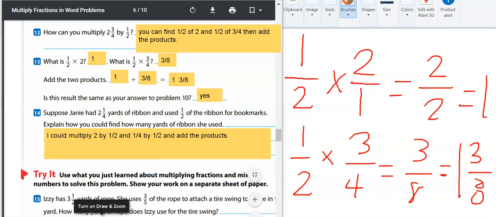Now let's move on. So now you're going to use what you just learned about multiplying fractions and mixed numbers to solve this problem below. Show your work on a separate sheet of paper or on the back of this sheet. It says, Izzy has 3.5 yards of rope. She uses 3/5 of the rope to attach a tire swing to a tree in the yard. How many yards of rope does Izzy use for the tire swing?